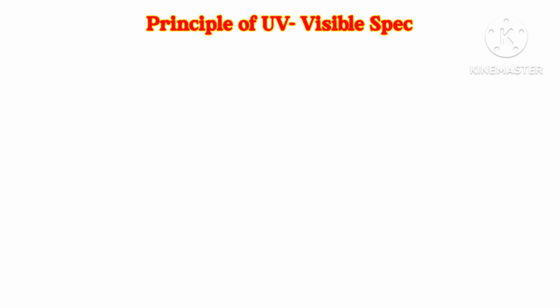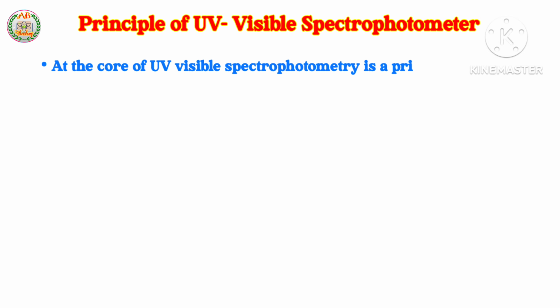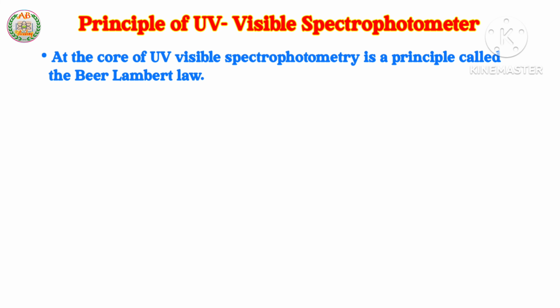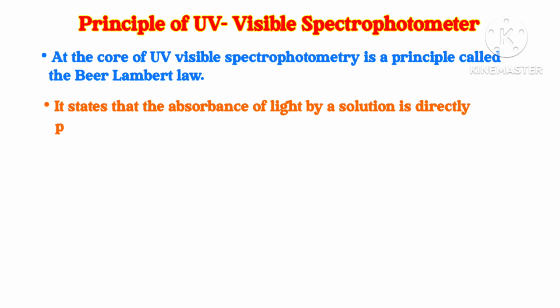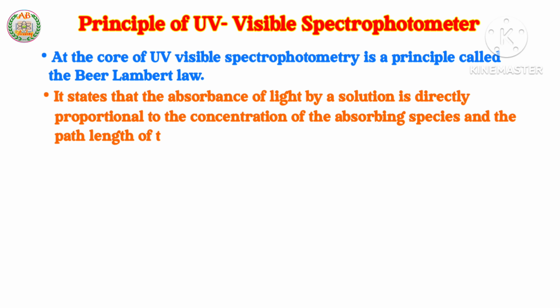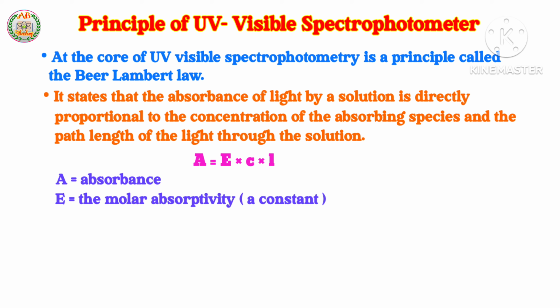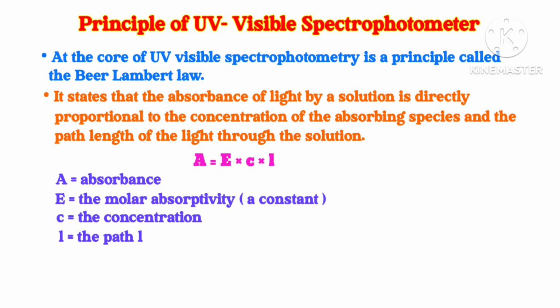Principle of UV visible spectrophotometer. At the core of UV visible spectrophotometry is a principle called the Beer-Lambert law. It states that the absorbance of light by a solution is directly proportional to the concentration of the absorbing species and the path length of the light through the solution. The equation is A = εcl, where A is the absorbance, ε is the molar absorptivity, a constant, c is the concentration, and l is the path length, usually in centimeter.